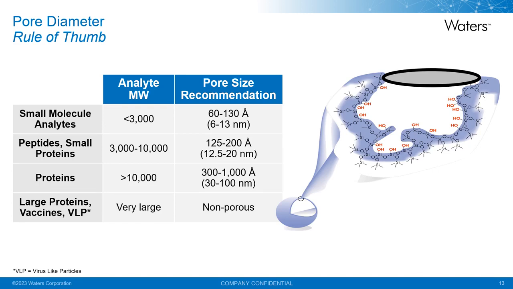For proteins and larger analytes over 10,000 molecular weight, we recommend starting with a pore diameter of 300 angstrom or greater. For very large proteins, viruses, vaccines, it can be challenging to get a particle that has a large enough pore volume with the mechanical stability in the particle to work. So we recommend a non-porous particle with an ion exchange retention functionality on it.